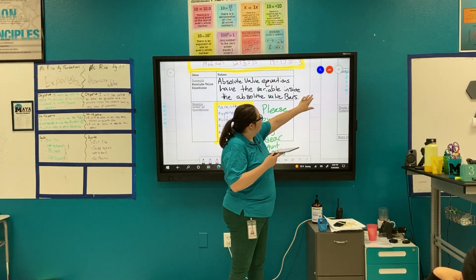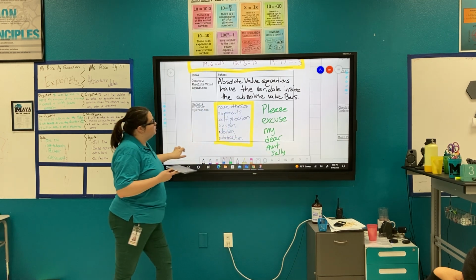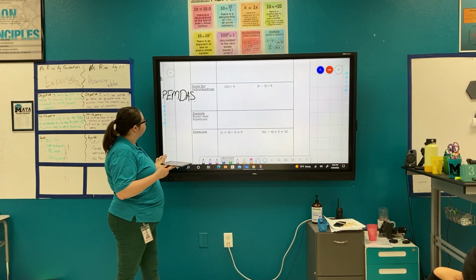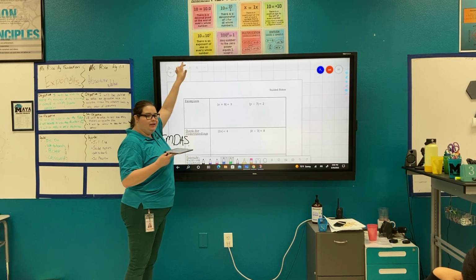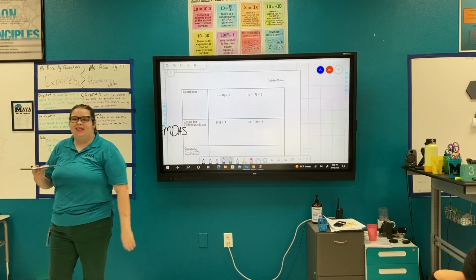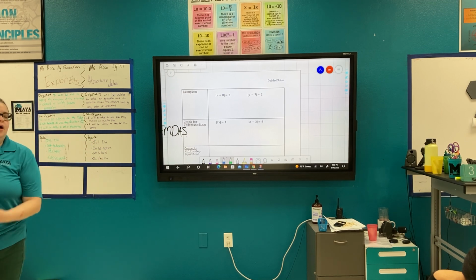Okay. So, back page is going to be our first example. Can I combine x and 8? Are they like terms? No.